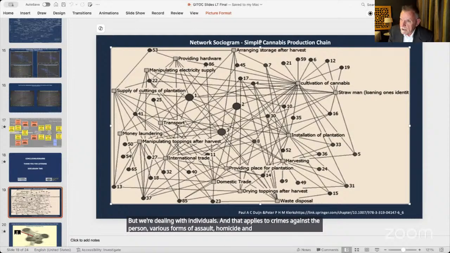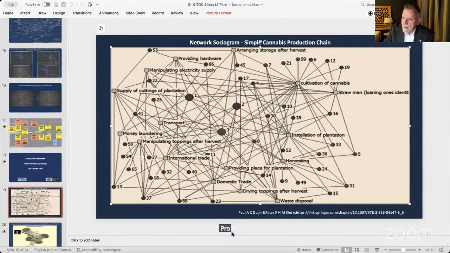It also applies to crimes against property, so things like break and enters at houses. It doesn't matter whether it's shoplifting or car theft. We're generally not dealing with highly organised groups. When you start to deal with an organised group, prohibition doesn't really work as effectively, because this is the sort of network we face.